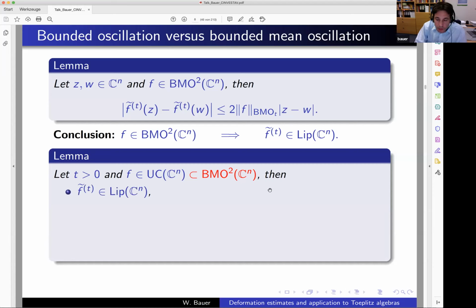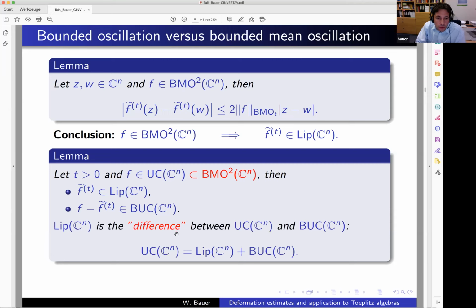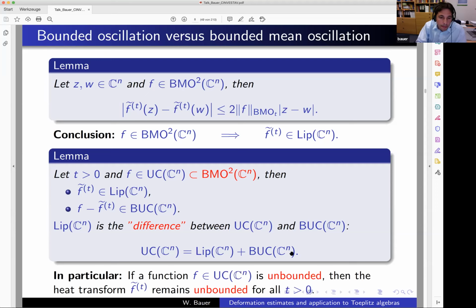Okay, so what I want to say is the following. If you take a function which is uniformly continuous, we already saw the heat transform is a Lipschitz function. If you look at the difference between f and f twiddle, then you can show that is a bounded uniformly continuous function. So in some sense, the difference between Lipschitz functions and uniformly continuous functions are the bounded uniformly continuous functions. We have this decomposition here, and the decomposition is just the same as before. You decompose in f twiddle t and the rest, f minus f twiddle t.